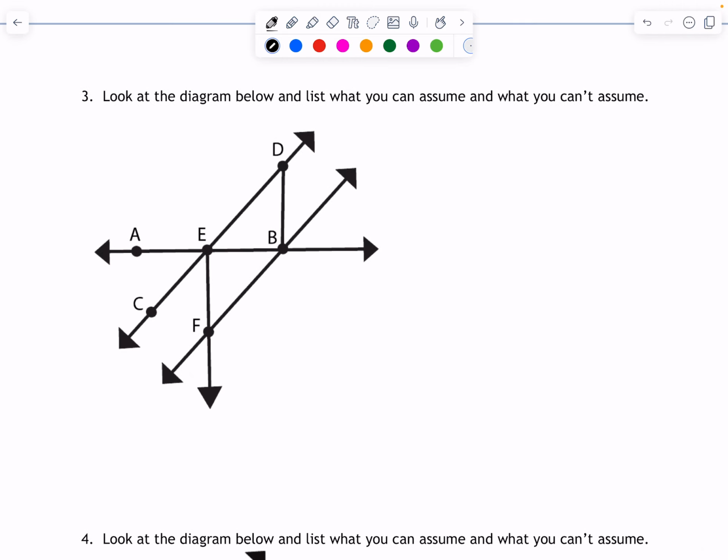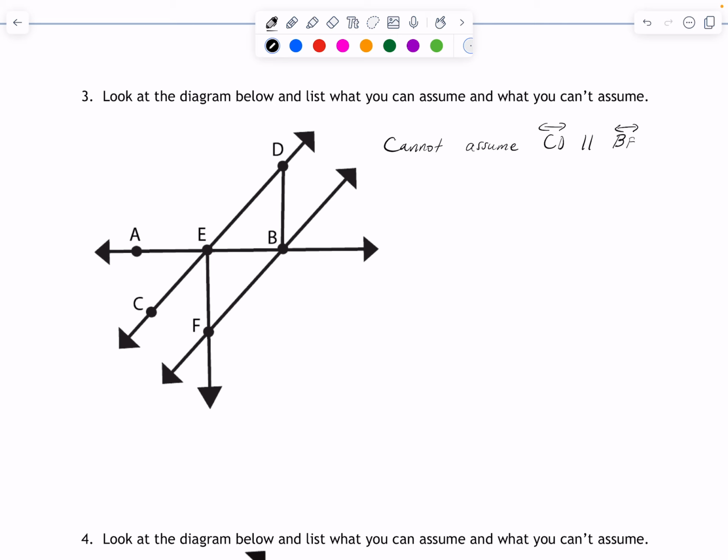Okay, so number 3 is very similar to number 2, in the sense that it looks like you might have parallel lines with lines CD and BF, but again, there's no notation that says that. I cannot assume that line CD is parallel to BF. Okay, so not assuming that.